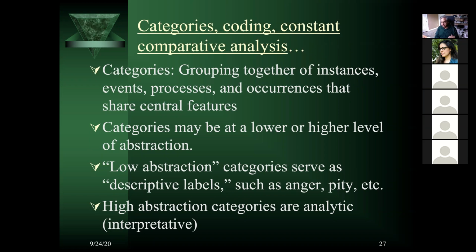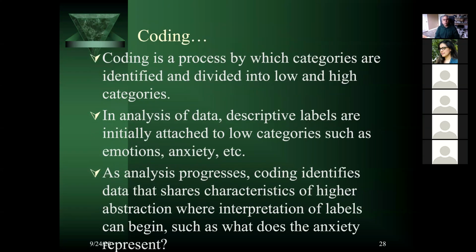is interpretative, okay? So coding is a process by which categories are identified and divided into low and high categories, which we just talked about. So what we just discussed, creating out of categories these low abstraction and high abstraction, low abstraction meaning descriptive, higher abstraction meaning interpretative, is called coding. Okay, you'll hear of coding in phenomenology also. It has a slightly different context and meaning there.